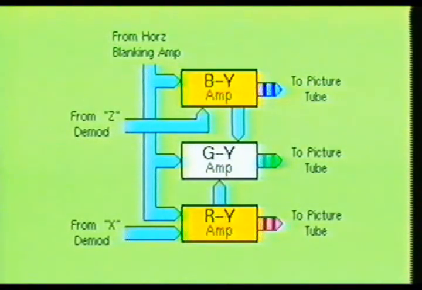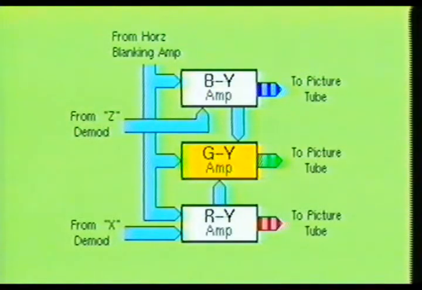Notice that the B-Y amplifier stage and the R-Y amplifier stage are fed respectively with the outputs from the Z demodulator stage and the X demodulator stage. The B-Y and the R-Y stages are also fed from the horizontal blanking amplifier stage. The demodulator stages are used to provide the color difference information to the proper amplifier sections. The input from the horizontal blanking amplifier is used to synchronize this color information.